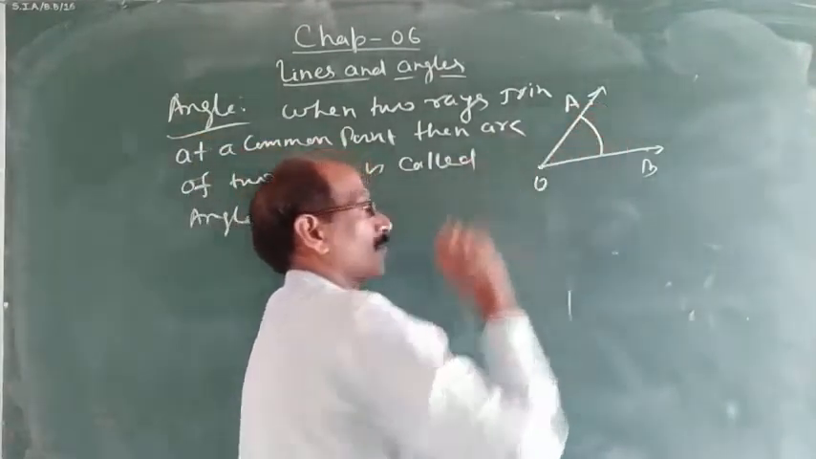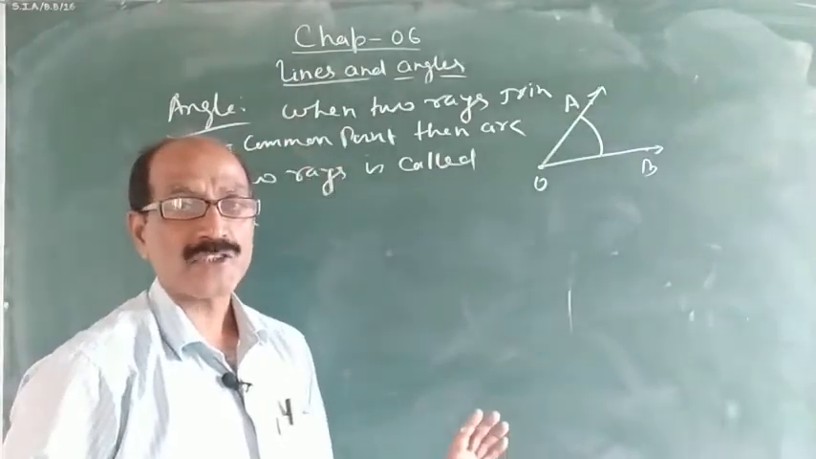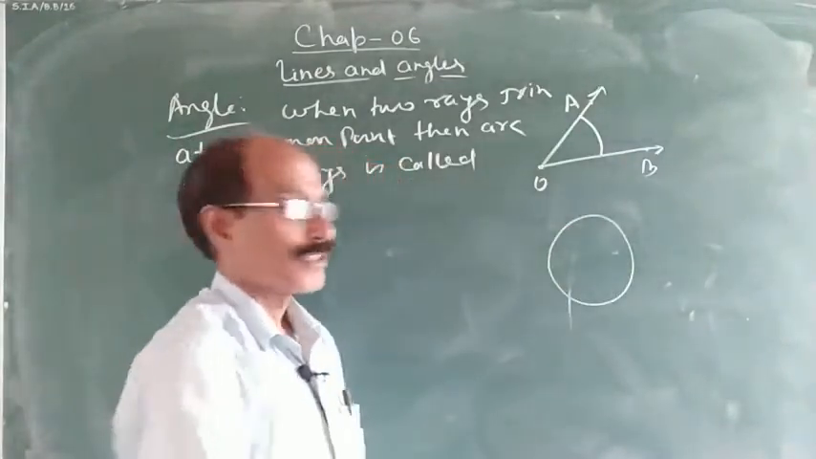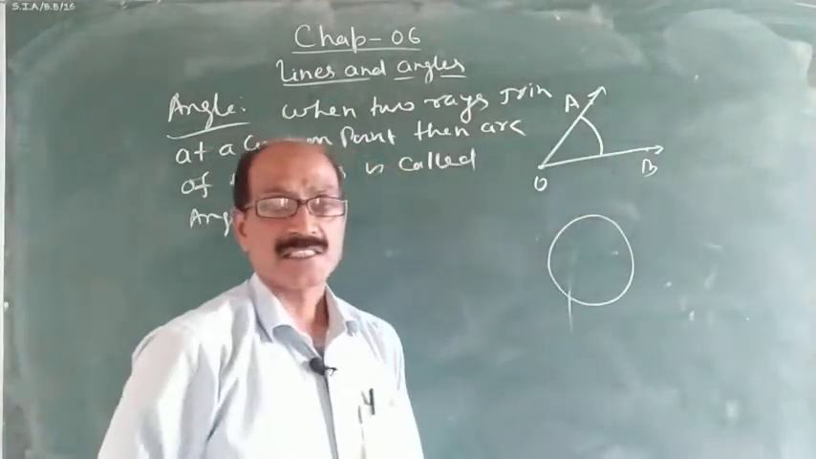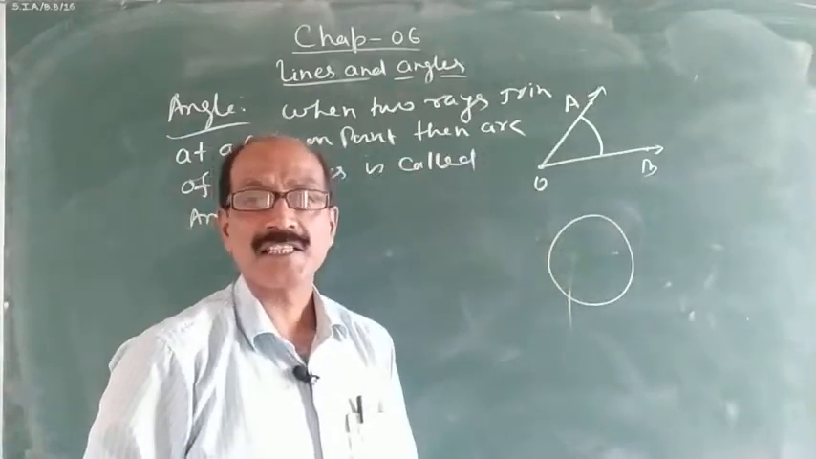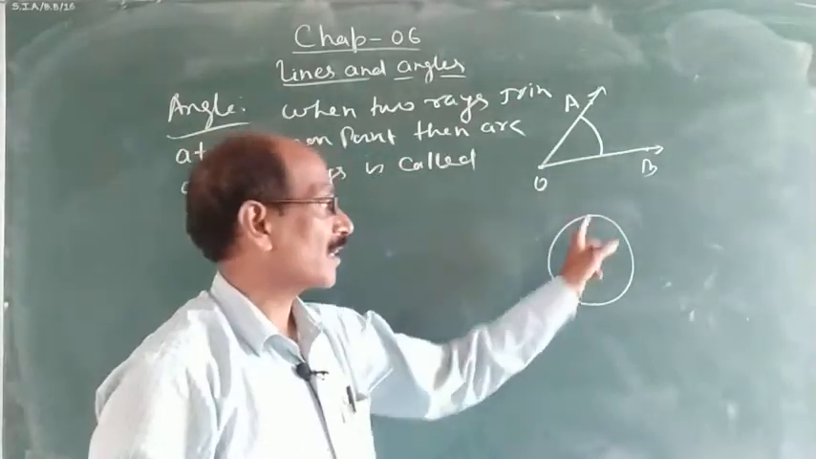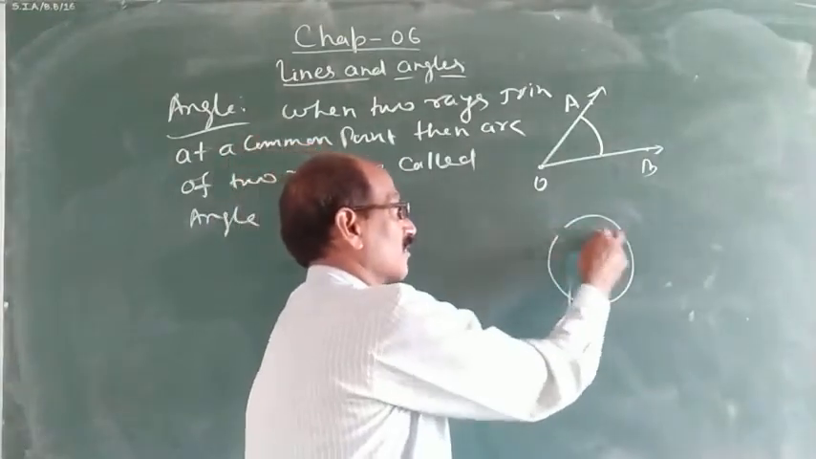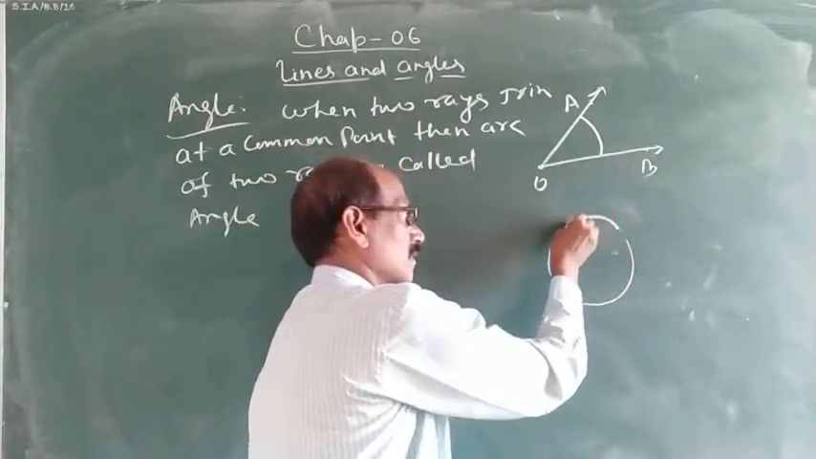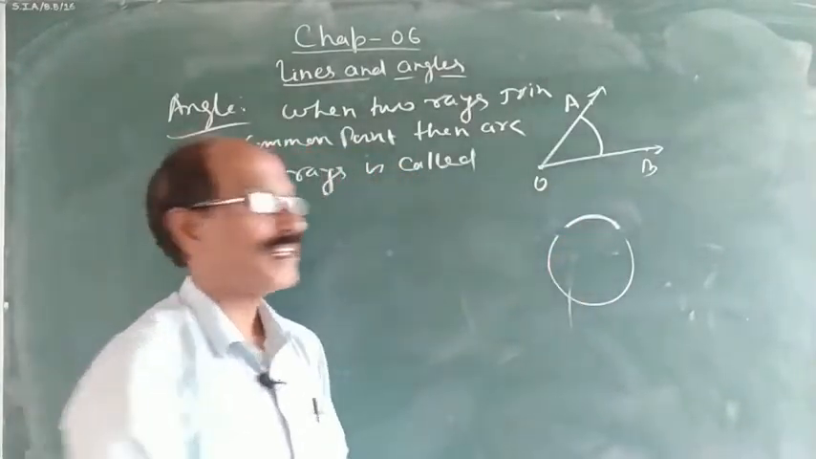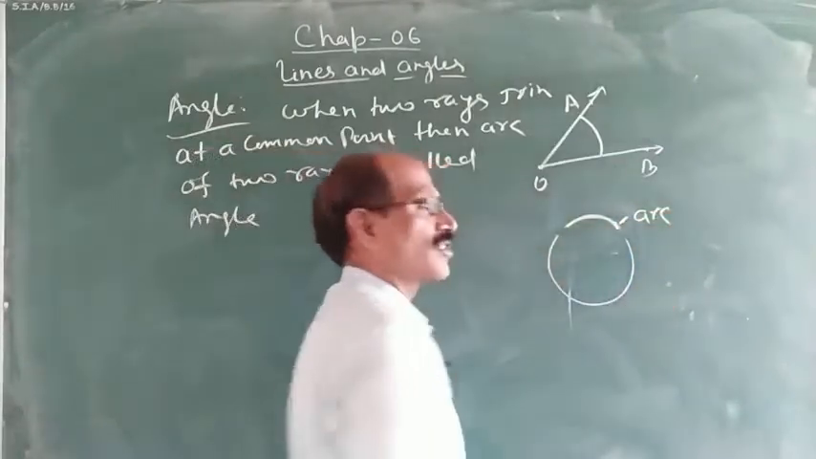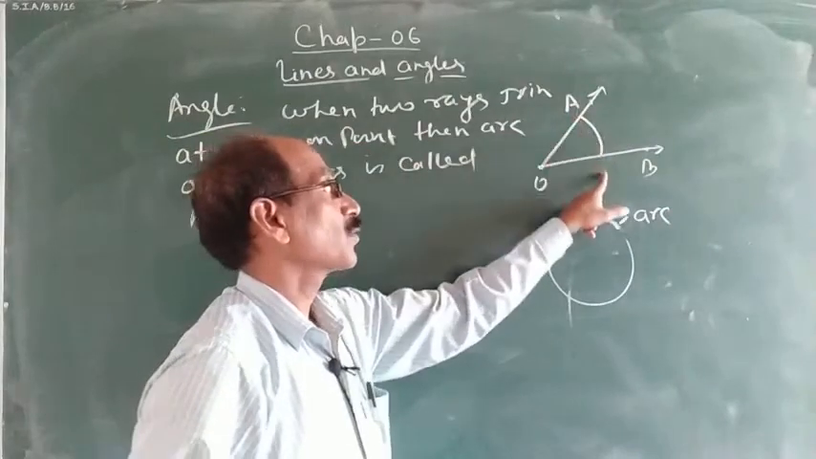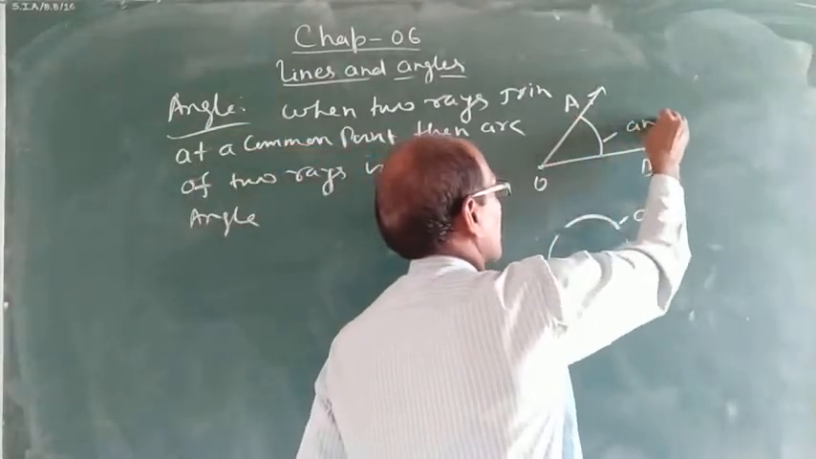This is an arc. In the previous classes you understood this is the circle. The whole length of the circle is known as the circumference. Suppose I cut it. This piece is known as the arc. Then the arc of two rays is called an angle.